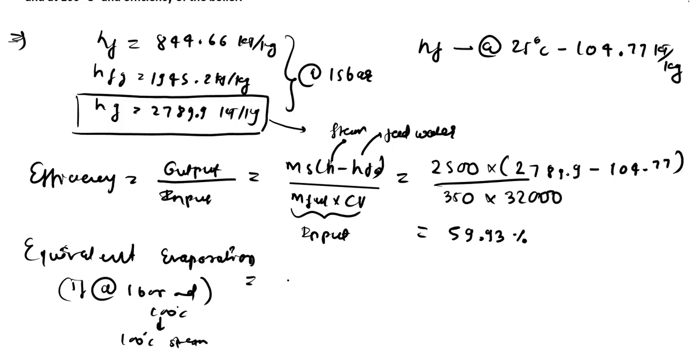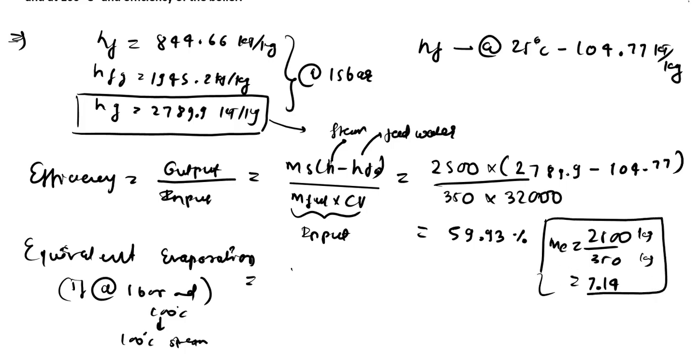This can be calculated by first calculating how much kg your boiler is making now. Firstly, we have 2500 kg per hour of steam coming from 350 kg of coal which we have burned. If you divide this, you get something known as mass equivalent, or equivalent mass of evaporation. It comes out to be something like 7.14. So 7.14 is the mass equivalent, or equivalent mass of evaporation.